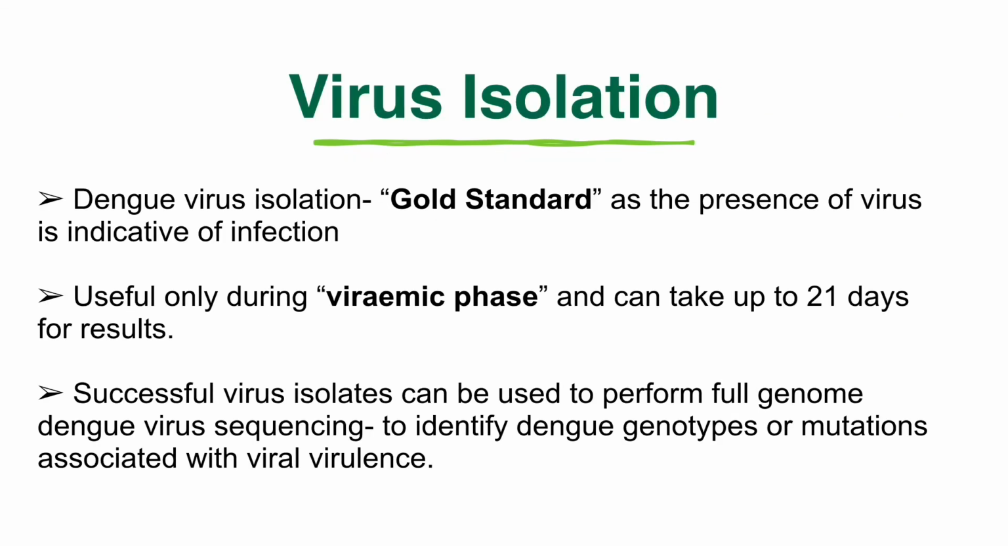Dengue virus isolation is the gold standard as the presence of virus is indicative of infection. It is useful only during the viremic phase and can take up to 21 days for results. Successful virus isolation can be used to perform full genome sequencing of the dengue virus in order to identify dengue genotypes or mutations associated with viral virulence.